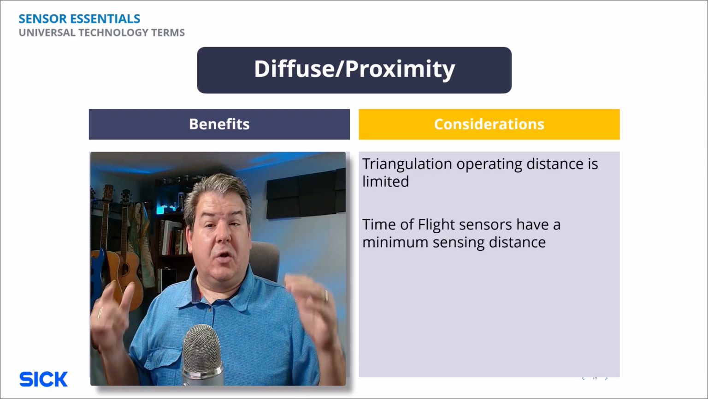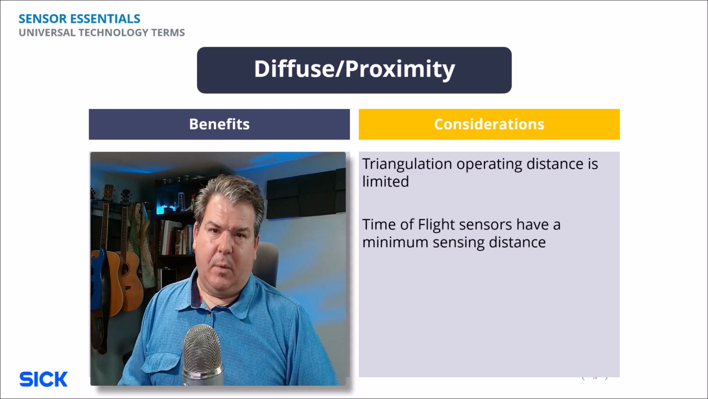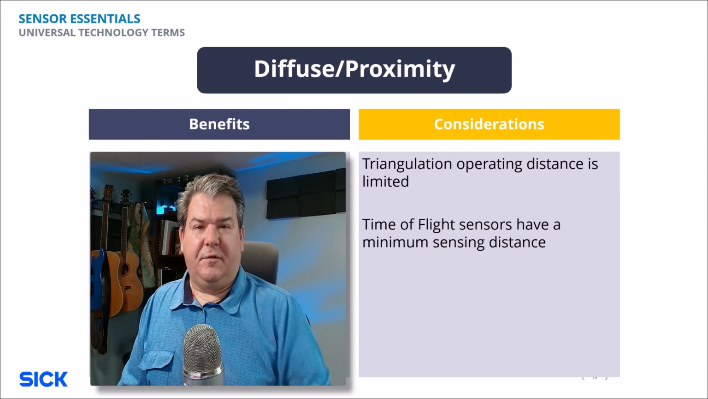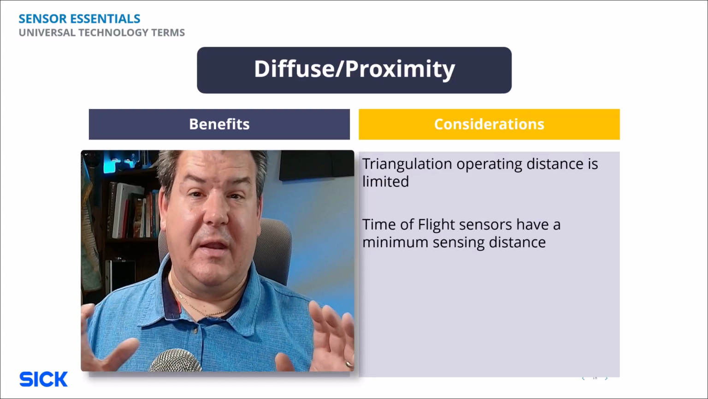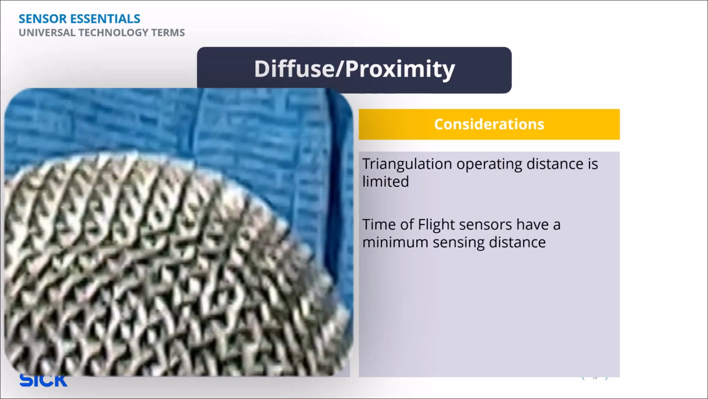And typically, the larger the sensing range is, the less precision you will get, particularly with triangulation sensors. The smaller the measurement span, though, the higher the precision, even getting down into nanometer levels with triangulation sensors.